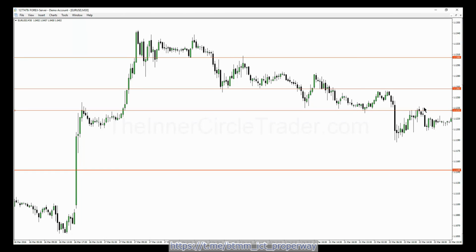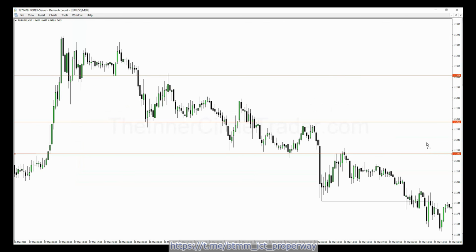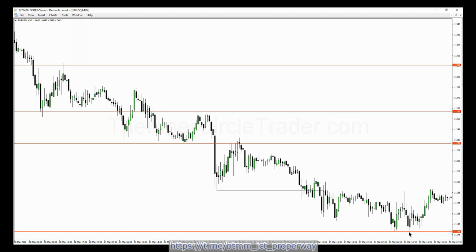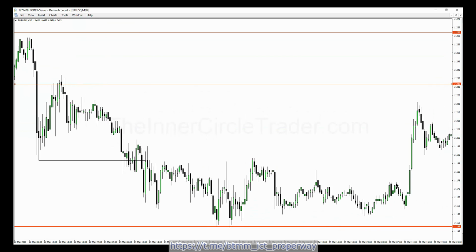This is a hallmark characteristic of a mitigation block. Price trades up into it. We're expecting prices below this low now, and then ultimately reaches down into our mean threshold of the liquidity void. Then ultimately, I'll give you a view of what took place. Price eventually started to move back up. So hopefully this has helped you with mitigation blocks.